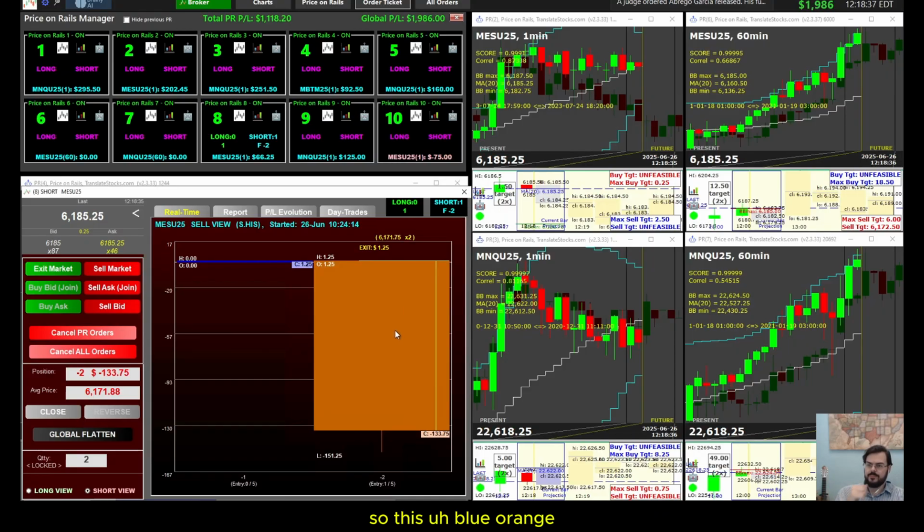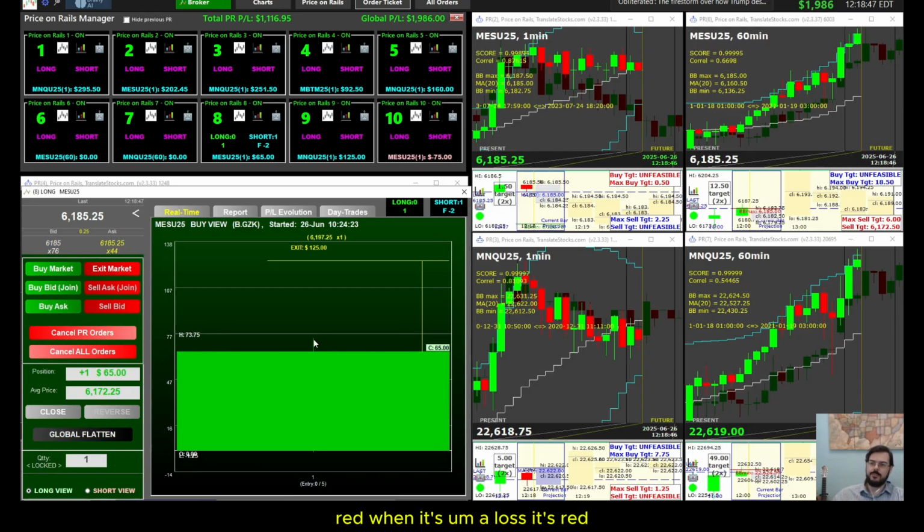So this blue-orange coloring is dedicated to a fake trade, and the green-red, red when it's a loss and green when it's a profit, is dedicated to real trading. In this case, we have both trades; the convex trade uses both trades at the same time.